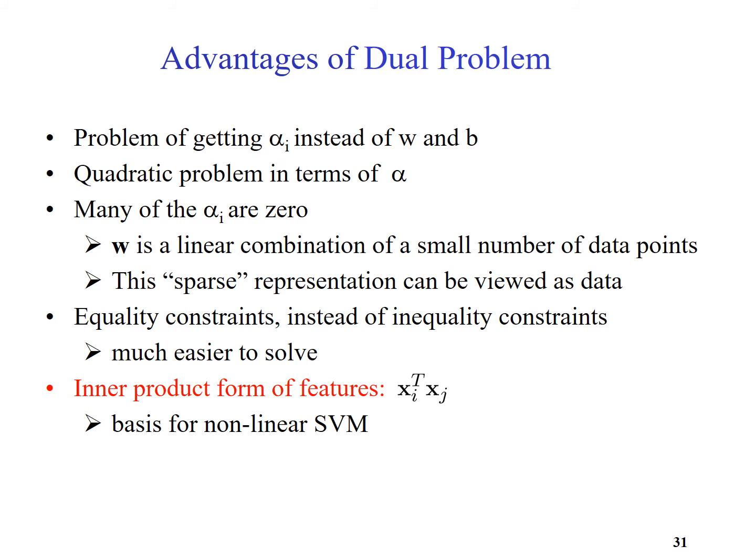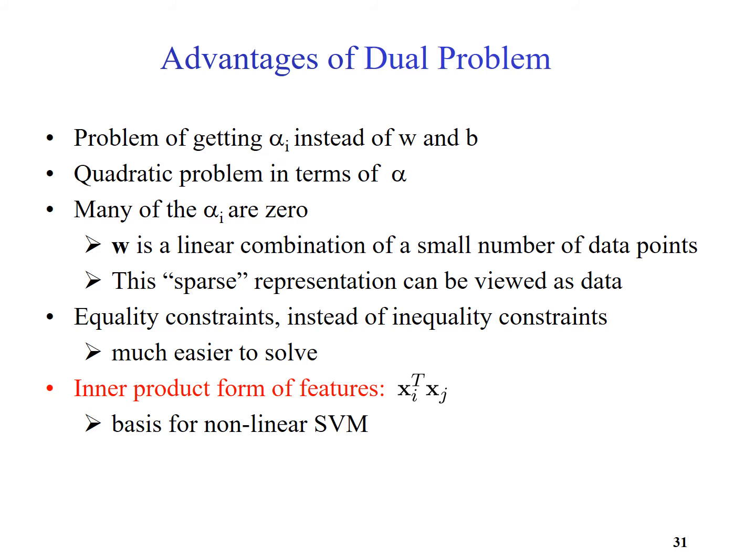This slide shows some advantages of solving the dual problem instead of the primal problem. As I said many times, we change the primal problem to the dual problem and solve the dual problem. There are many advantages to it. The first reason is that in the dual problem, we have only one set of variable alpha instead of W and b, so the problem is much easier. Also, the whole problem is a quadratic problem in terms of alpha, which is another very simple problem.